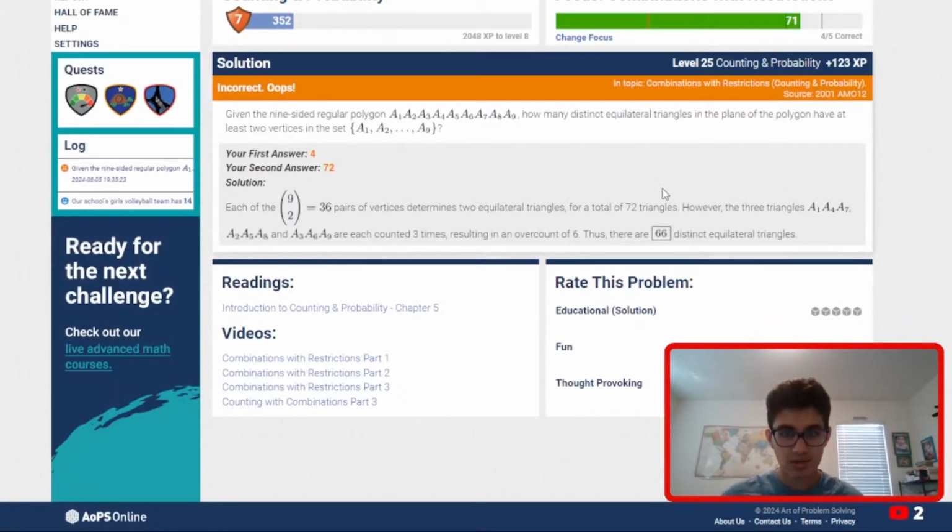Let's just see. There are two equilateral triangles. So there's 72 triangles. However, the three triangles are each counted three times. They should only be counted once. So that's an overcount. Okay, I got it. There are three different triangles like that. Each of them are counted three times.